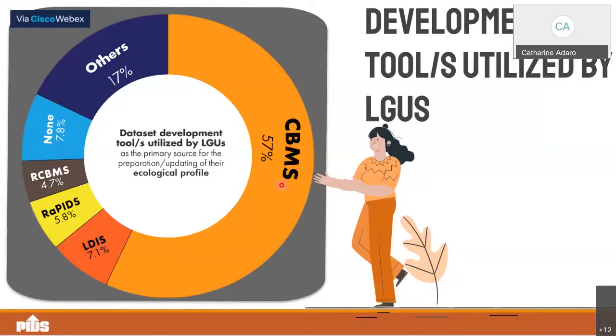The LDIS and RAPIDS are still used, but only by small proportions of respondents. And while other LGUs formulate their own data gathering tools, for instance, there were municipalities that used a mix of RAPIDS and CBMS, which they coined as RCBMS. The RCBMS are used by 4.7% of the total number of LGUs. It should also be noted that there are still some LGUs that do not use any tool in gathering data in formulating their ecological profiles for their CDPs. Other data sources mentioned include the data from PSA or Philippine Statistics Authority or any other available sectoral data from national government agencies.